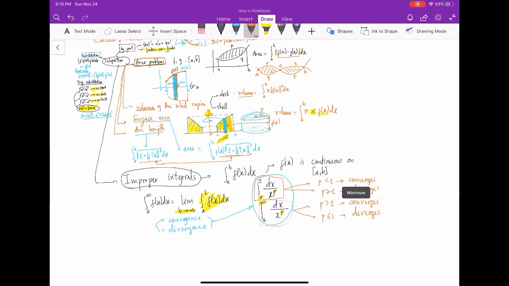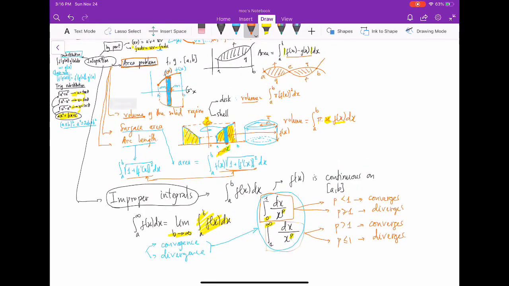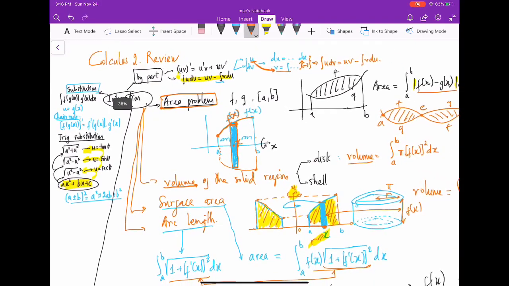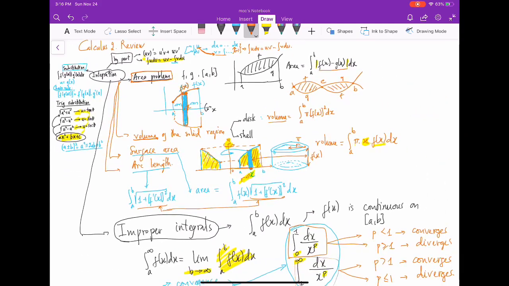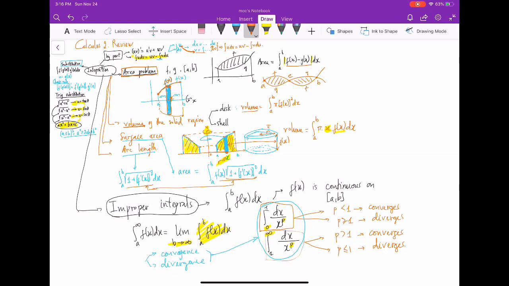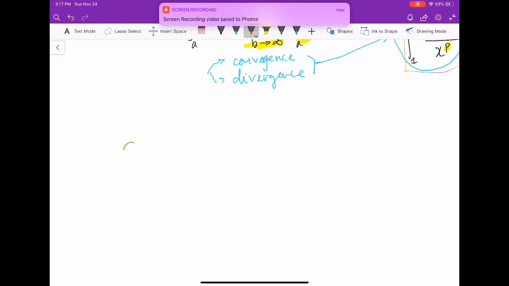I think improper integrals just close the topic, integration and applications of integration. Okay, that is a huge part of calculus 2. But that is not all. Let's move to the next part of calculus 2. The next part of calculus 2 is series.